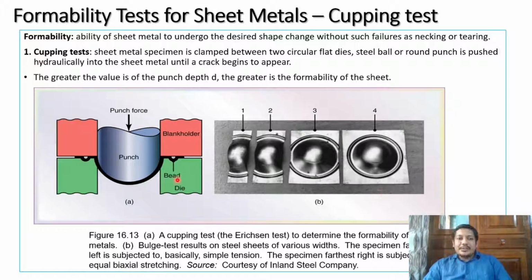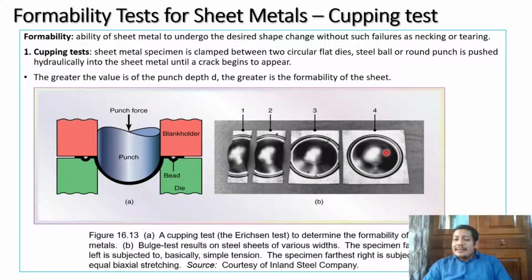What you will do is that you have a die, you have a punch and a blank holder. In between, you will keep your blank perfectly held between your die and your blank holder. You will move the punch down. When you move the punch down, you can see this is step 1, step 2. Likewise, if you continuously load your punch, at some point the material will completely deform. This is also called a bulge test. So bulging, further bulging, it will break at some point.